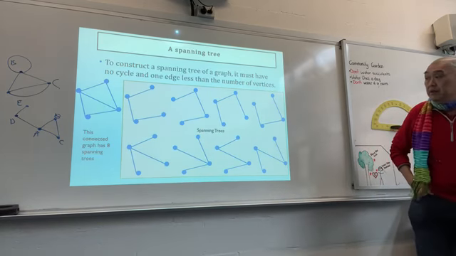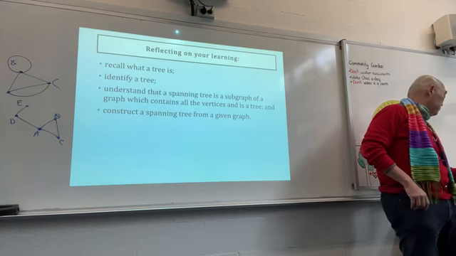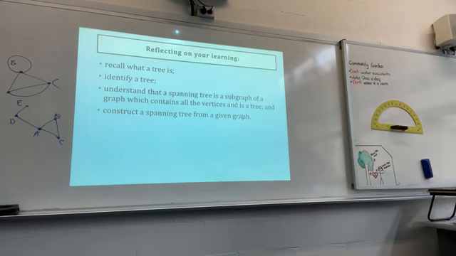All right. So this connected graph has 8 spanning trees. That's it. That's basically the lesson today. Pretty straightforward. You just need to recall what a tree is. You need to identify a tree, and you should be able to construct a spanning tree from a given graph. So you should have about 25 minutes to finish exercise 5A.